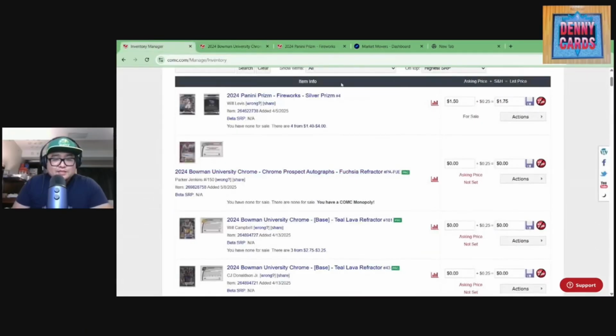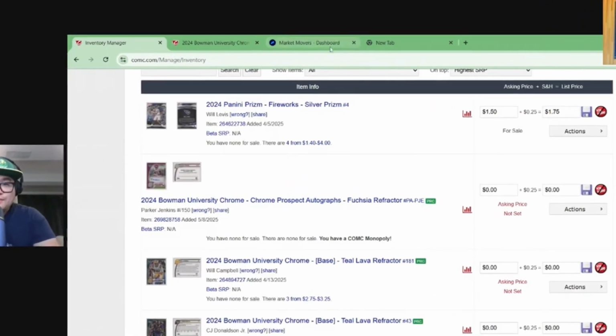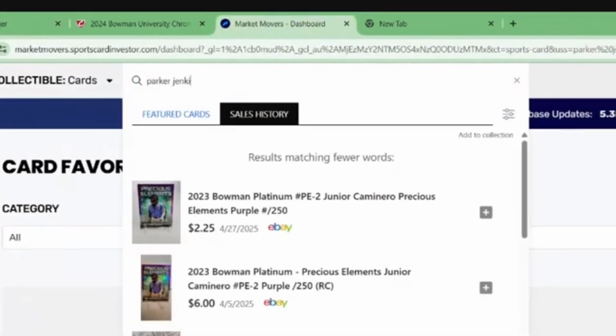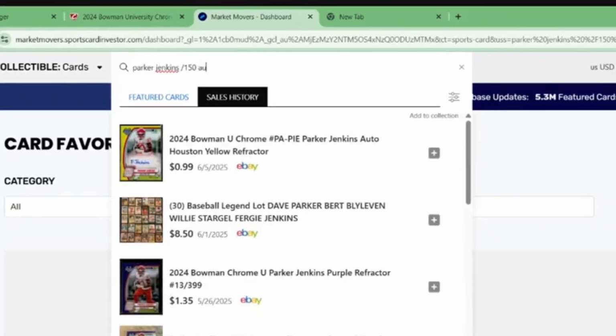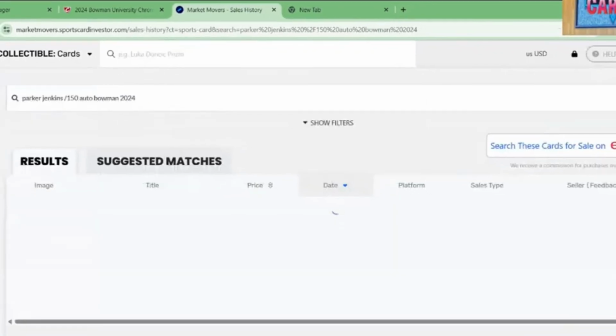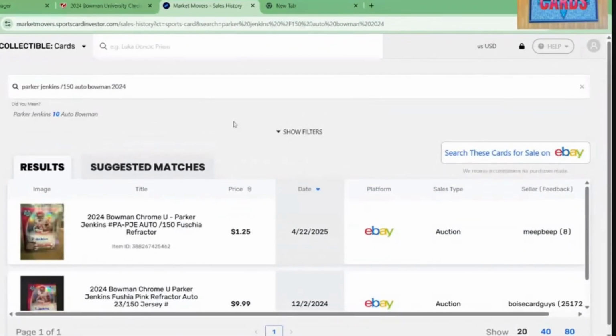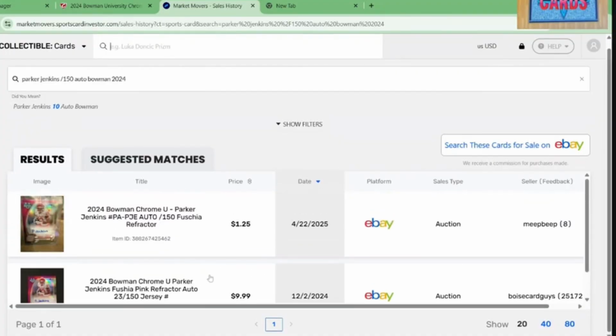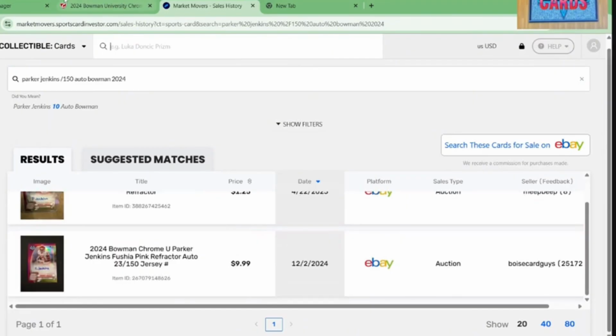So Parker Jenkins 2024 Bowman, that's what I want to look up. Parker Jenkins, what is it, at a 150 auto Bowman 2024. It looks like here the auto at a 150 sold on April 22nd for $1.25. Ouch. There is one here for $10, December 2024. So what I'm going to probably do, I'm not going to put it up for $1.25. I'm going to probably set it at $10.